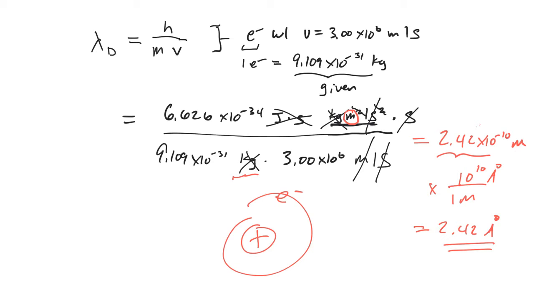Okay, let's take a look at an uncertainty principle problem. We know our equation for the uncertainty principle is delta x times m delta v is greater than or equal to h over 4 pi. What delta x is standing for is the uncertainty in position.